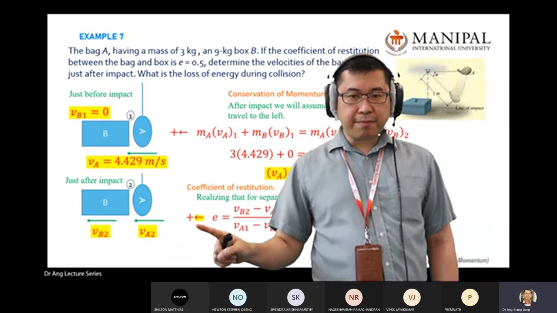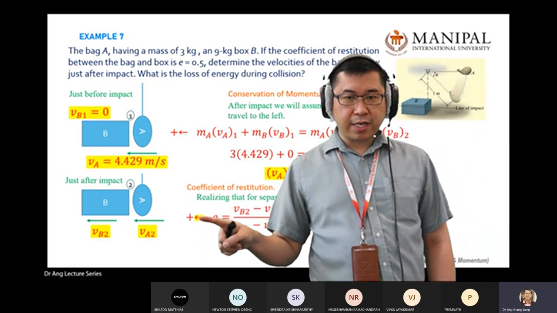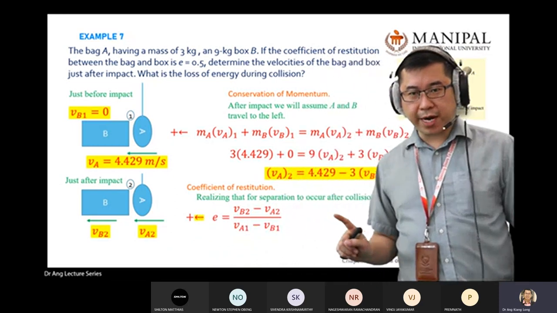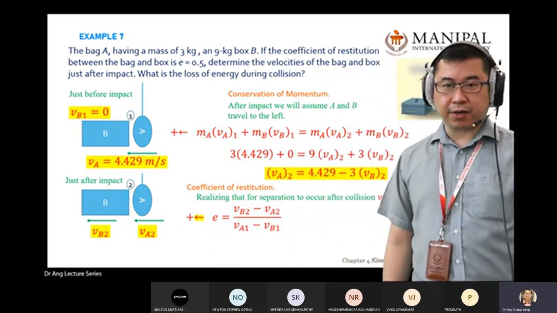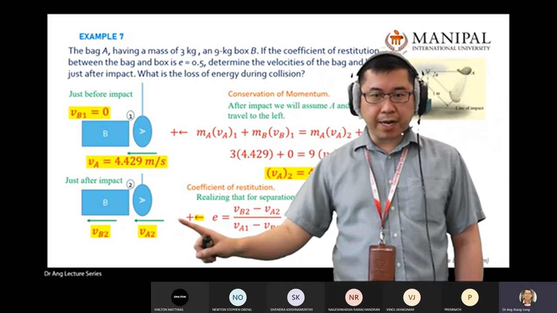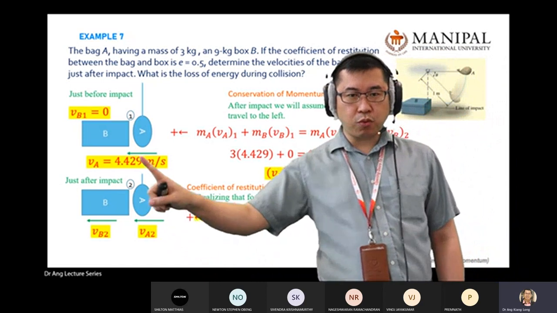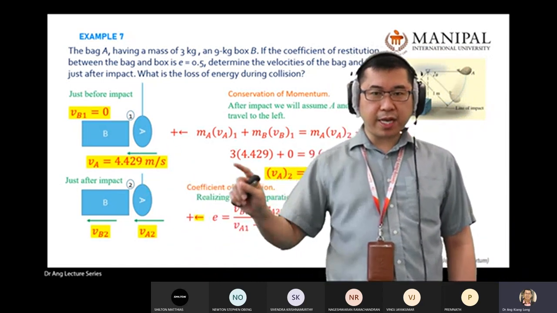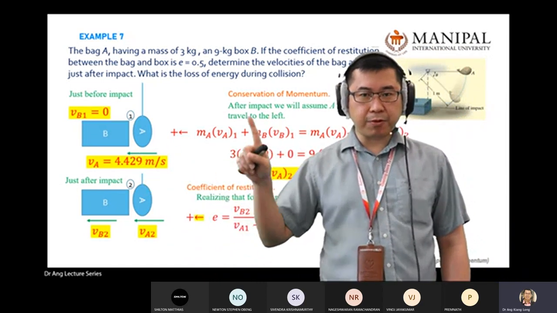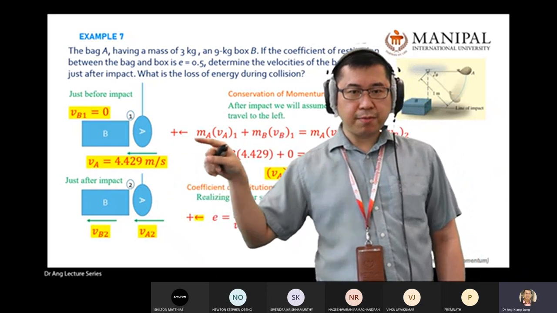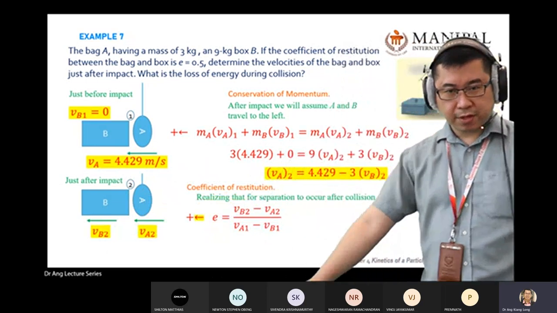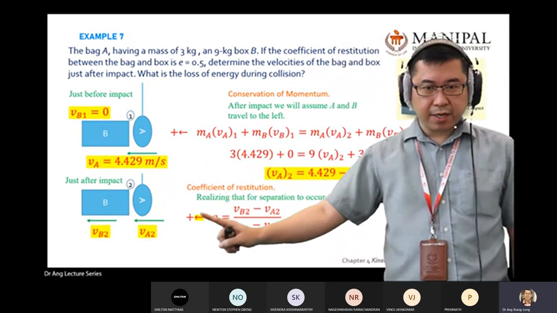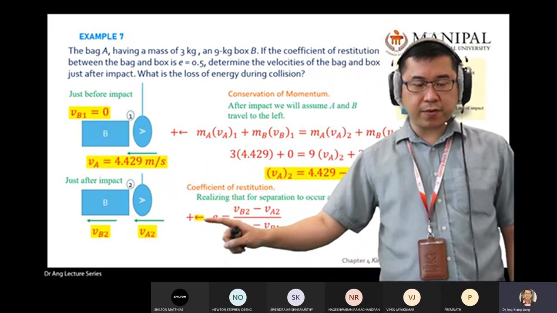In the previous example in our lecture, our positive direction was to the right, but in this case, for convenience of calculation, we flip our positive direction to the left to agree with our hypothesis here, where we assume the direction moving to the left is positive. That's why I labeled it here with a yellow color, just to remind you.